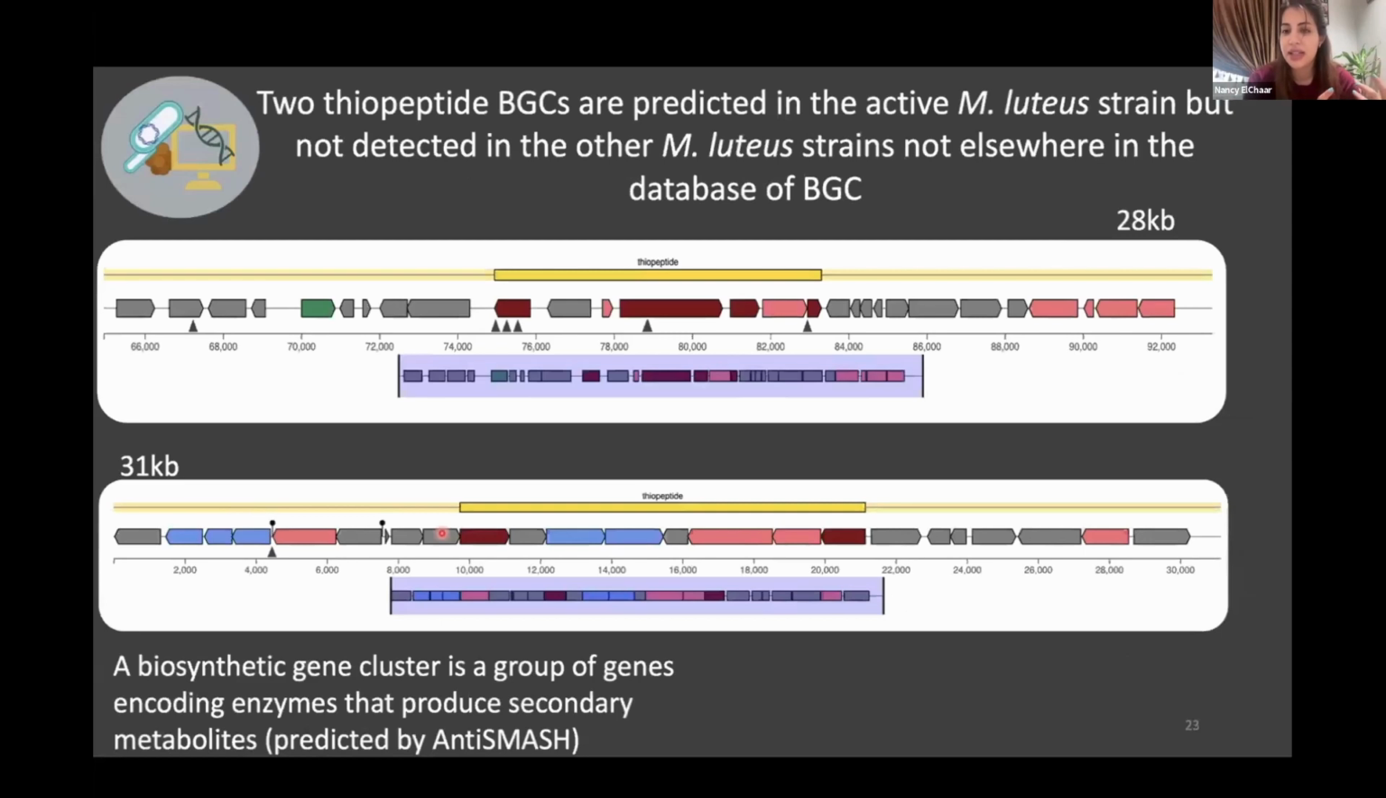And another angle to find potential antibiotic molecules is through genomic analysis. So we have sequenced and assembled these strains, or the genomes of these strains. And we know that biosynthetic gene clusters can produce antimicrobials. So here are two gene clusters, which are groups of genes that are predicted in the active M. luteus strain that are not found in the non-active strains. Both of these are predicted to code for a thiopeptide, which is a class of bacterial-produced antibiotics. And interestingly, these clusters have not been previously seen. So we might be looking at a novel antimicrobial.